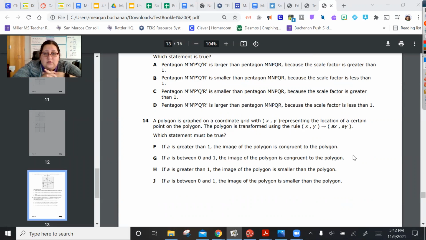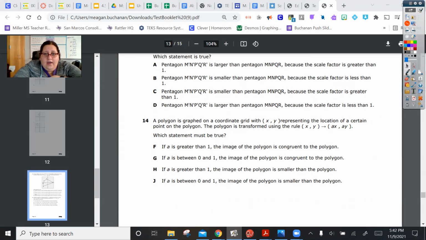If a is between 0 and 1, the image of the polygon is congruent to the polygon. Once again, no, it's going to make it shrink, so it's not going to become congruent because it's becoming smaller. If a is greater than 1, then the image is smaller than the polygon. No, because if a is greater than 1, we're making it larger, so there's no reason for it to be smaller.